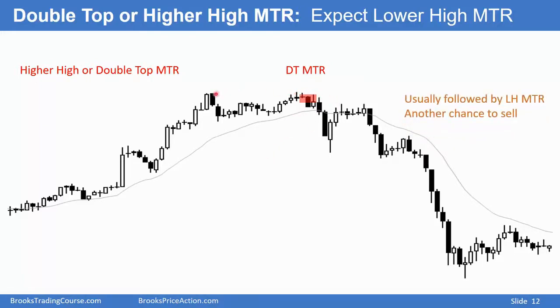Whenever there's a double top or a higher high major trend reversal, and then you get a bear breakout, it's usually followed by a lower high major trend reversal and a second leg down. Here's a second leg down. It's strong enough so that it will also probably have at least one more leg down. And that lower high is another opportunity to sell.